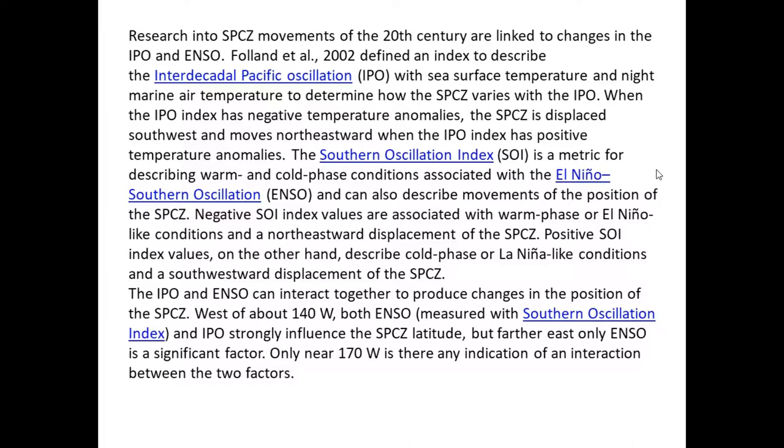So the IPO and the ENSO can interact together to produce changes in the position of the SPCZ. IPO, PDO, and ENSO will all ultimately interact together. West of about 140 west, both ENSO, measured with the SOI, and IPO strongly influence the SPCZ latitude, but farther east, only ENSO is a significant factor.